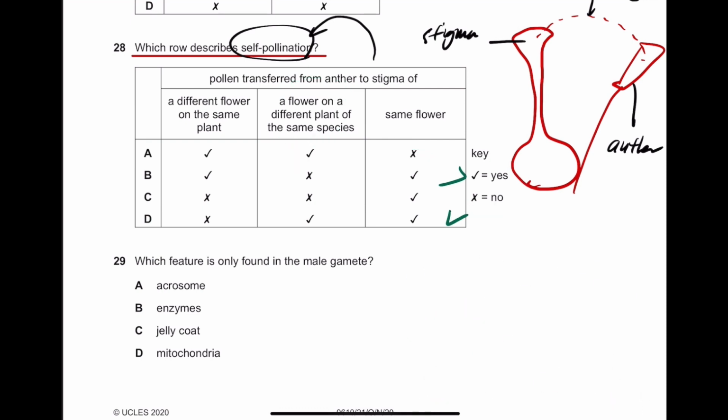Okay, so same flower, yes. So B is the answer for this one. The middle one is not the right description for self-pollination, but these two are. Okay, so B is the right answer.